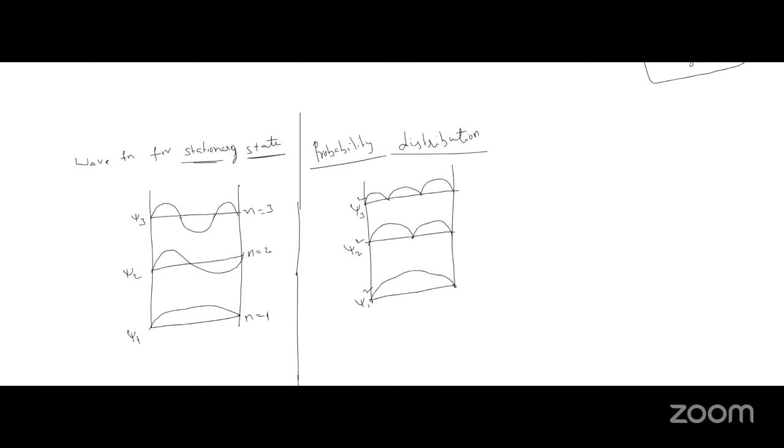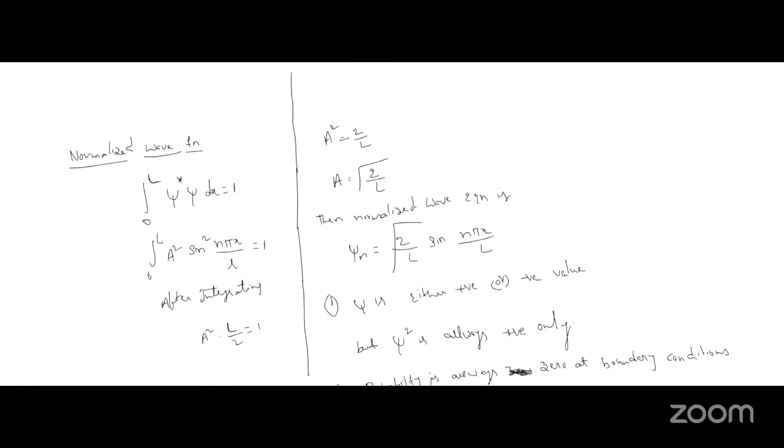After this, the normalized wave function. The normalization is integral 0 to L of psi star psi dx equal to 1. That is written as integral 0 to L of A square sin square n pi x by L equal to 1. After integration, we will get A square times L by 2 equal to 1. From this, we calculated the value of A. We got A equal to under root of 2 by L. Then the normalized wave function for n is under root of 2 by L times sin of n pi x by L.